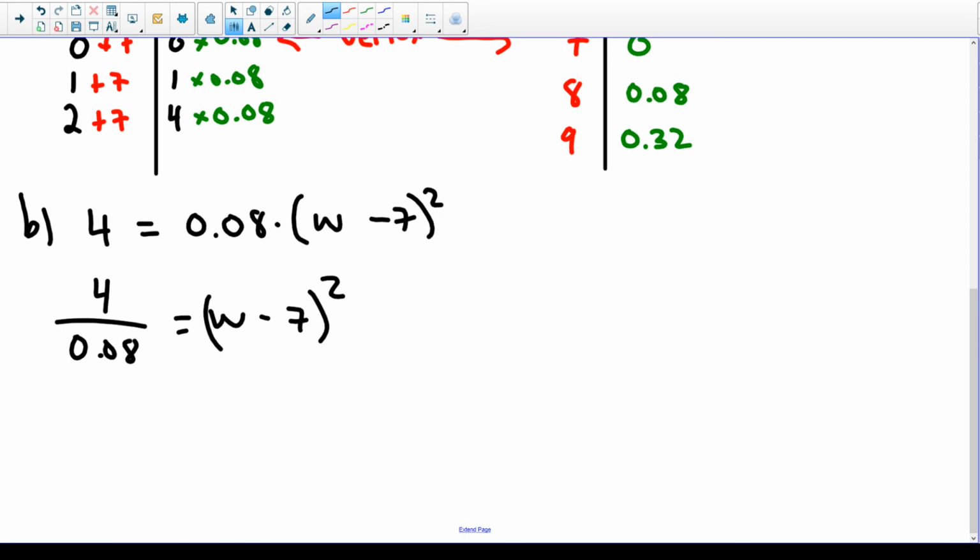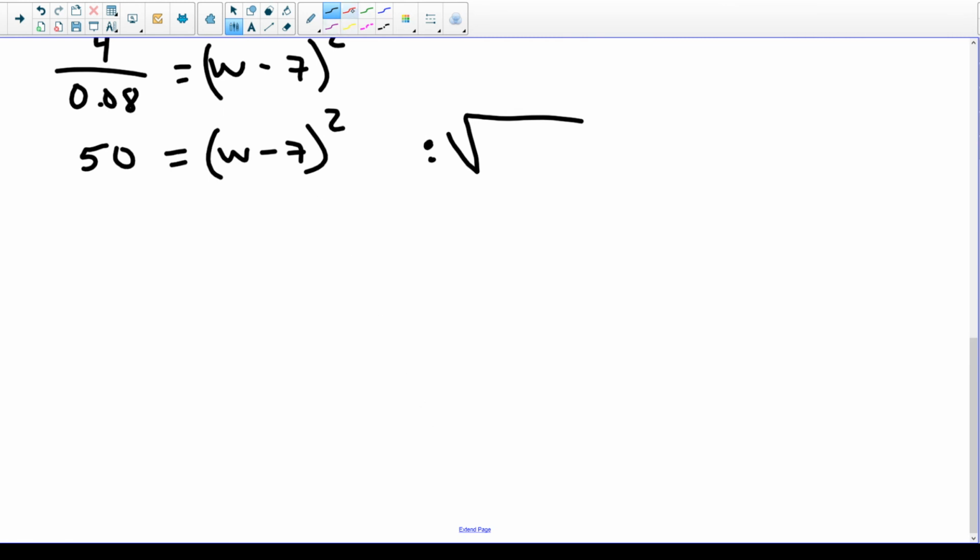So I'm just going to do that division off to the side, make sure I don't make a mistake here. So 4 divided by 0.08 is actually 50. Okay, so the answer got bigger, and it was supposed to. Now, we have to get W by itself. Unfortunately, W is trapped inside of this square. Well, what kills a square? The symbol that kills a square is a square root. So that's what we're going to do. We're going to square root both sides.